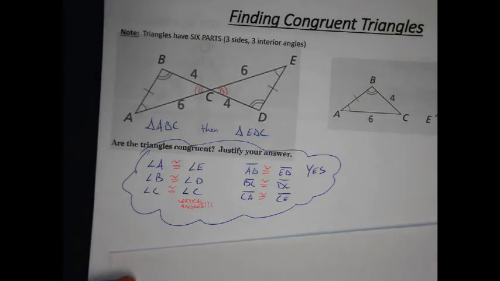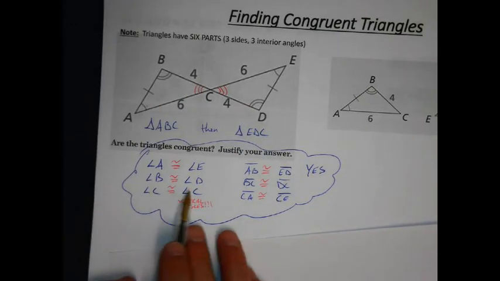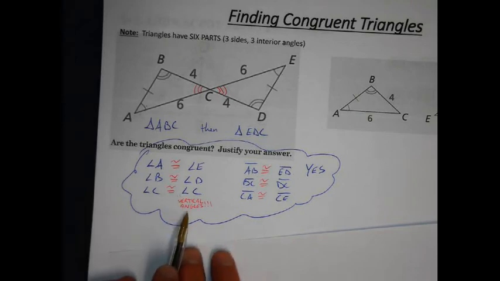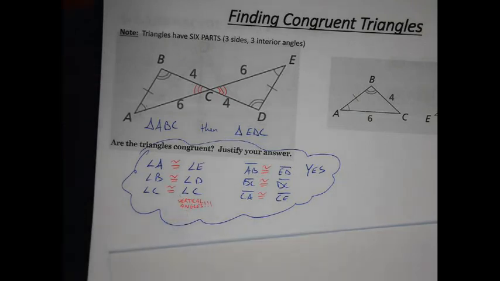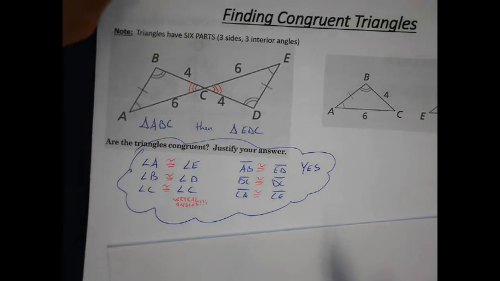Because we have 6 congruent parts, the missing piece was angle C being congruent to itself because those are vertical angles. And we can justify that. Okay? Okay. Moving on, next question.